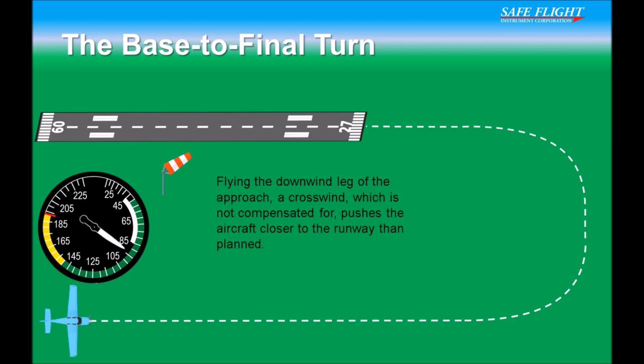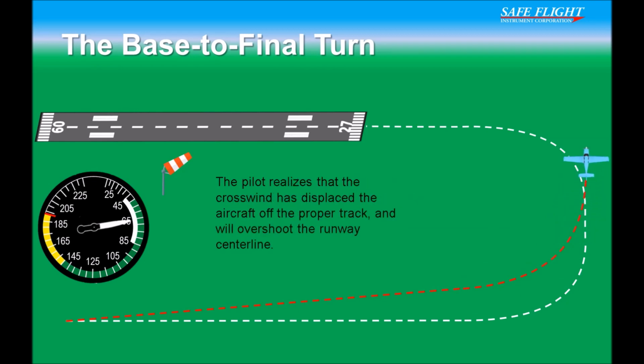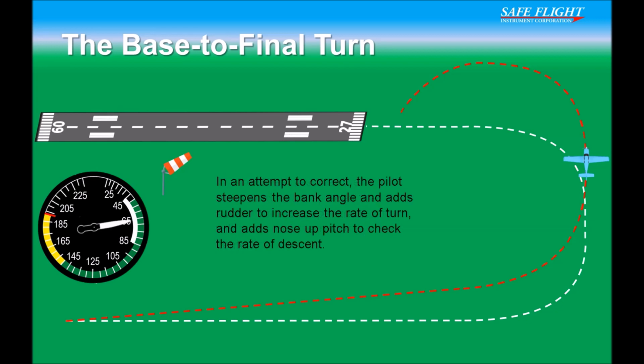Flying the downwind leg of the approach, a crosswind, which is not compensated for, pushes the aircraft closer to the runway than planned. The pilot now turns onto base, still encountering the crosswind, with the aircraft off track. The pilot realizes that the crosswind has displaced the aircraft off the proper track and will overshoot the runway centerline. In an attempt to correct, the pilot steepens the bank angle and adds rudder to increase the rate of turn, and adds nose-up pitch to check the rate of descent.